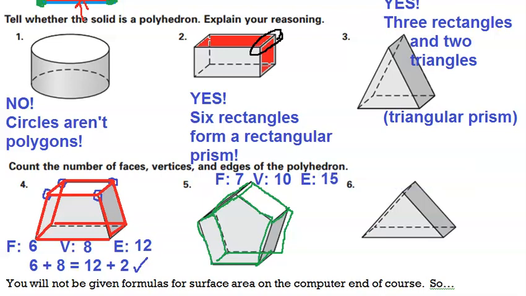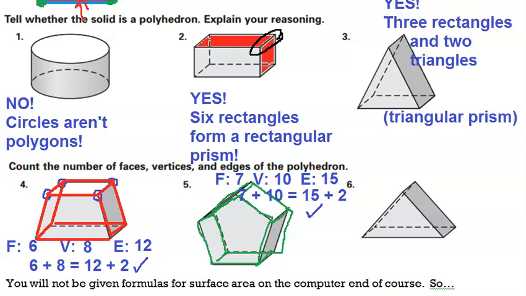Again, Euler's formula is very valuable for a double check. So 7 plus 10 equals 15 plus 2. And you're just sort of glancing at it to give yourself a little yes or no. Does that check out? Does it not check out? 7 plus 10 is 17. 15 plus 2 is 17. It checks out.